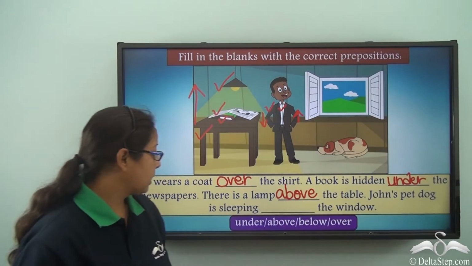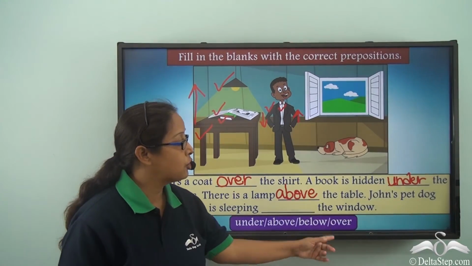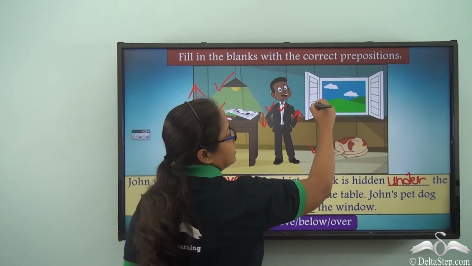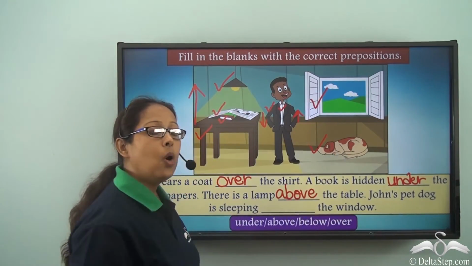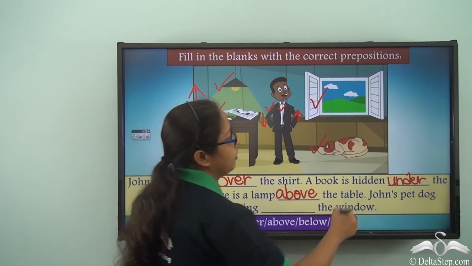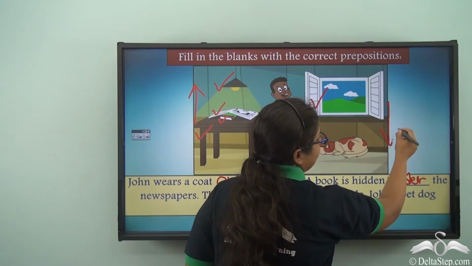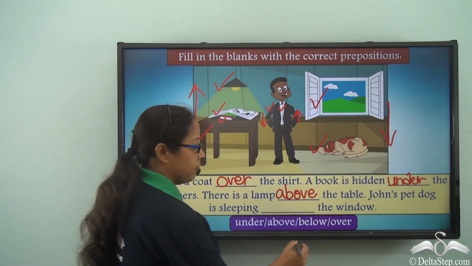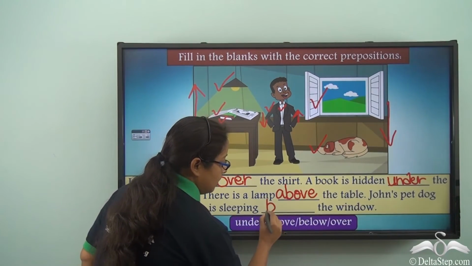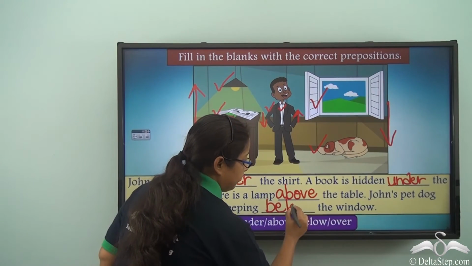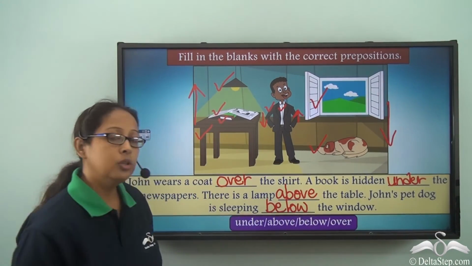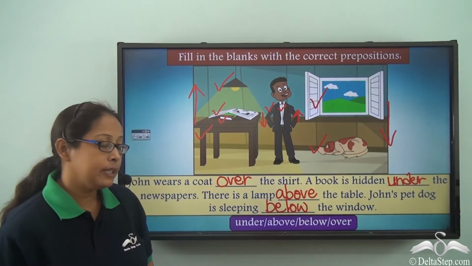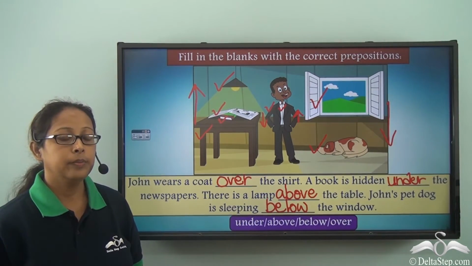John's pet dog is sleeping, dash the window. Here is the dog and this is the window. Now what are we meaning over here? We are talking about something being at a lower level. So we will use below to fill this up. John's pet dog is sleeping below the window.